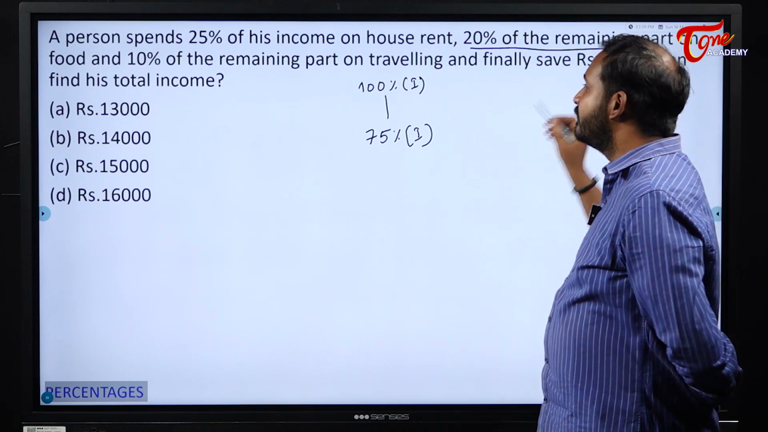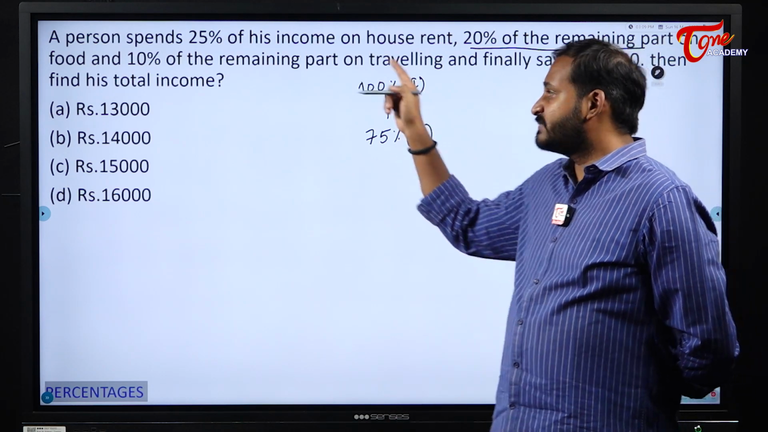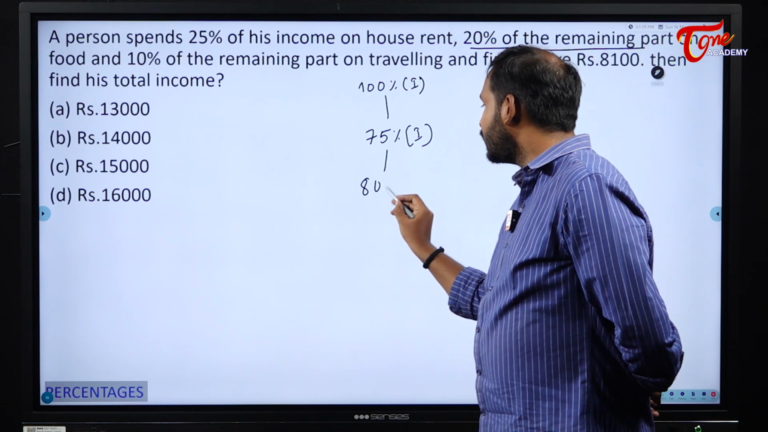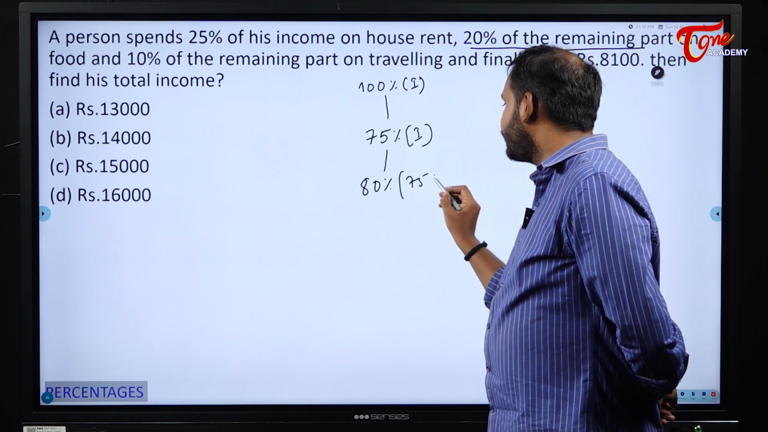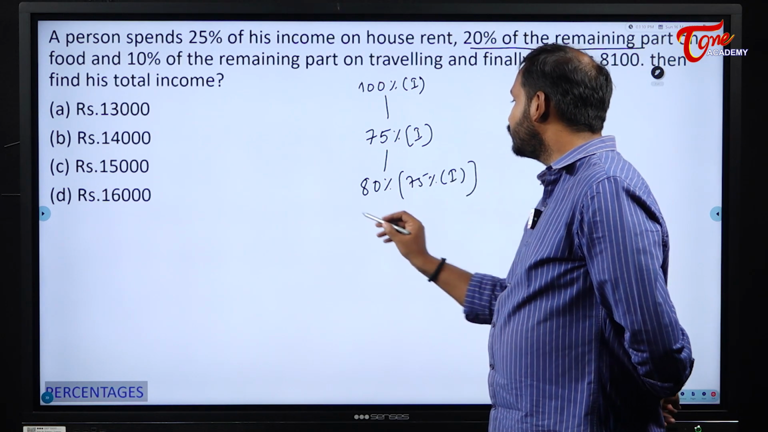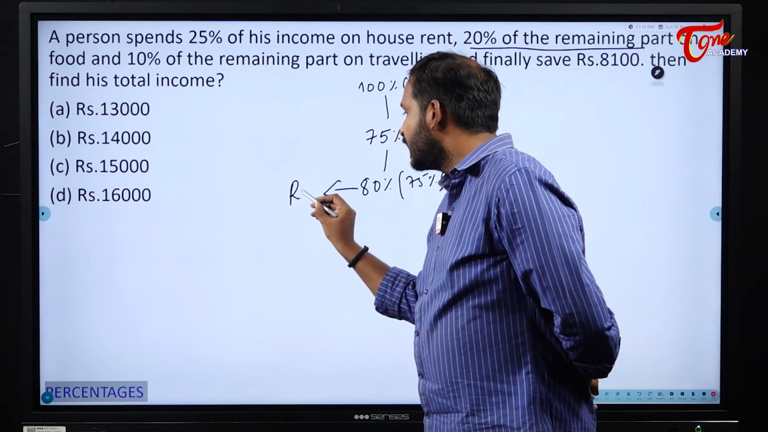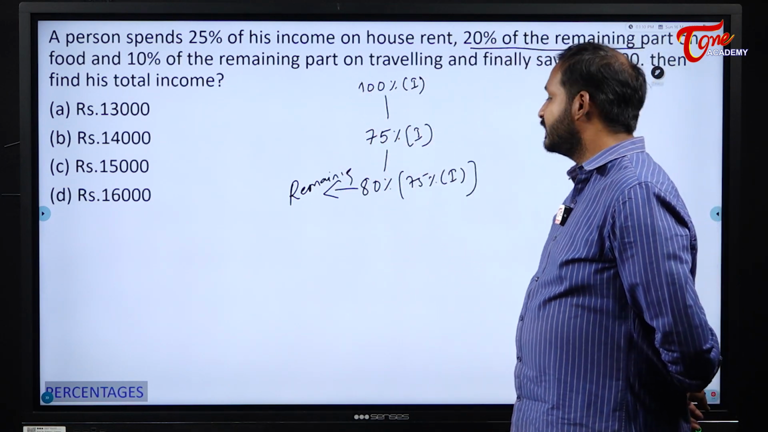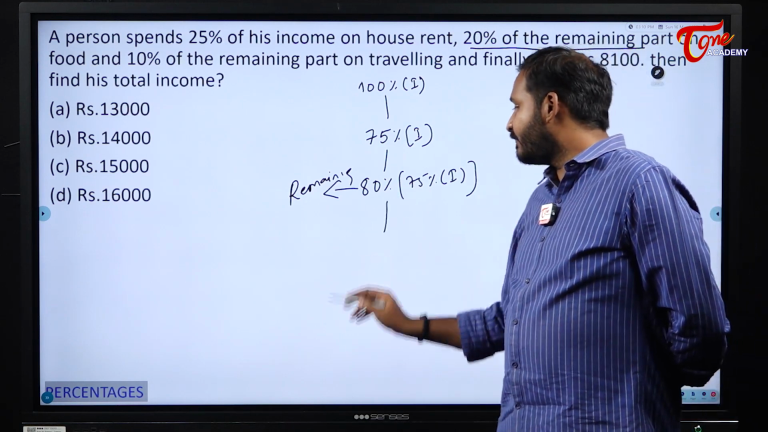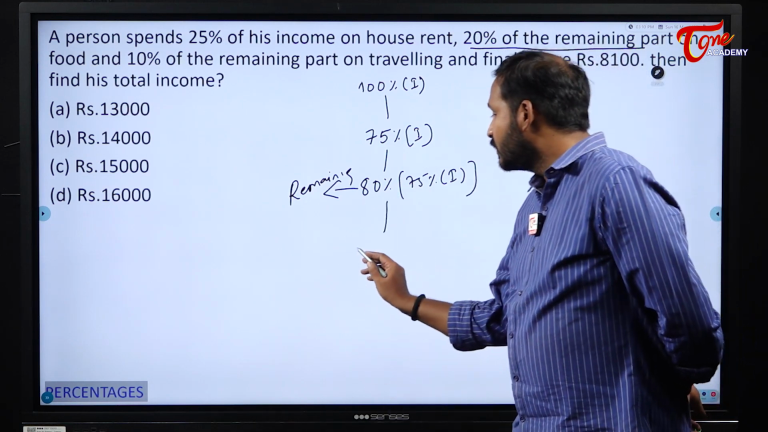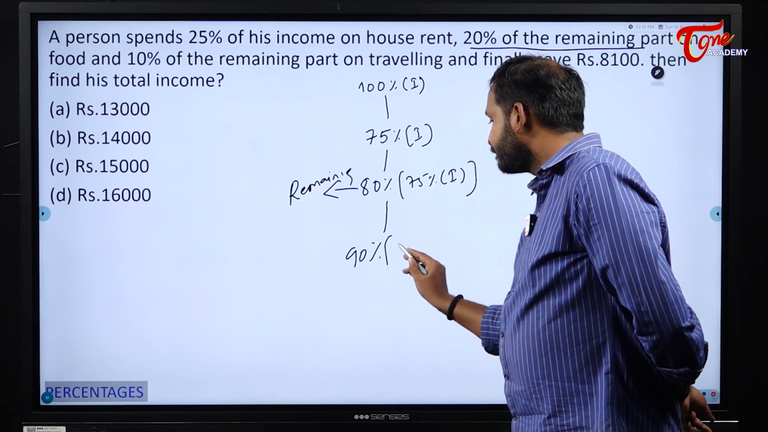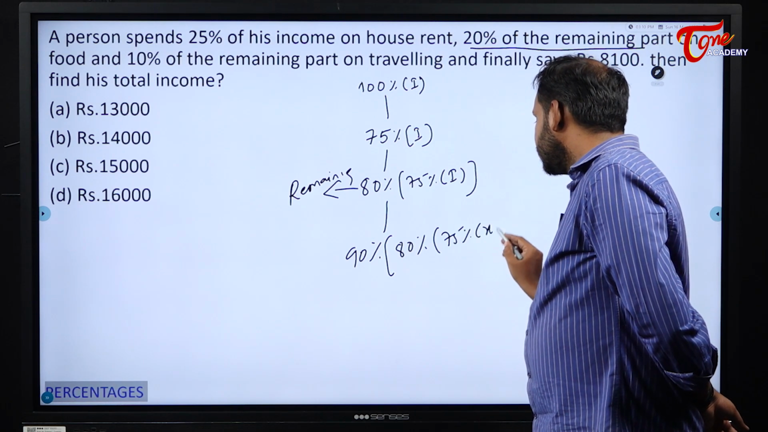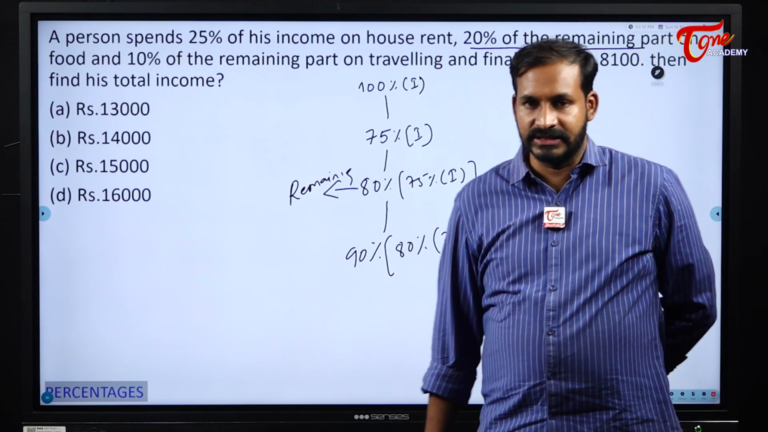And 20% of the remaining part on food. That means, after spending 20%, he will be left with what? 80%. So, now he is left with what? 80% of 75% of income. Understood? This I am writing, always writing the remaining value. Okay. And 10% of the remaining part on traveling. So, if he spends 10%, he will be left with what? 90%. So, 90% of 80% of 75% of X. Okay. Now, he is left with this one now.